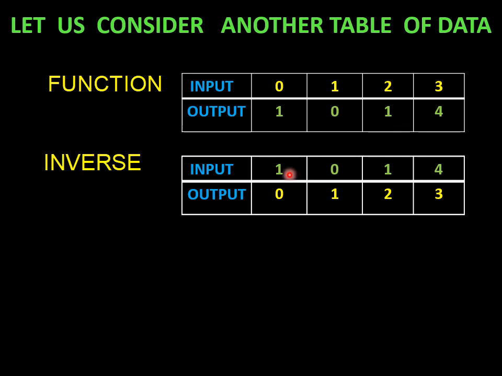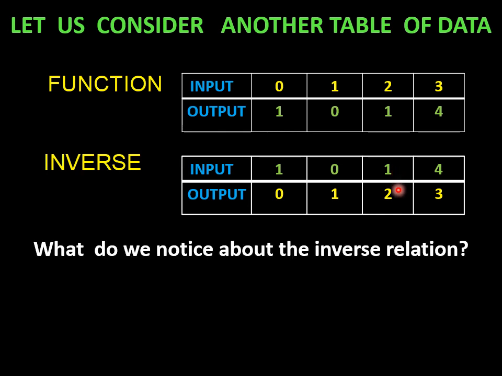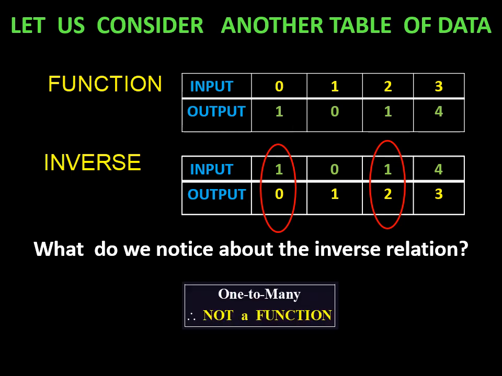Now let's look at this. 1 has an output of 0. 0 has an output of 1. But then 1 also has another output. So if I look at that, I have 1 and 0, and 1 and 2. So that is a one to many. 1 gives me 2 possible outputs. Therefore, what do we know about this inverse relation? That's correct. It is not a function.